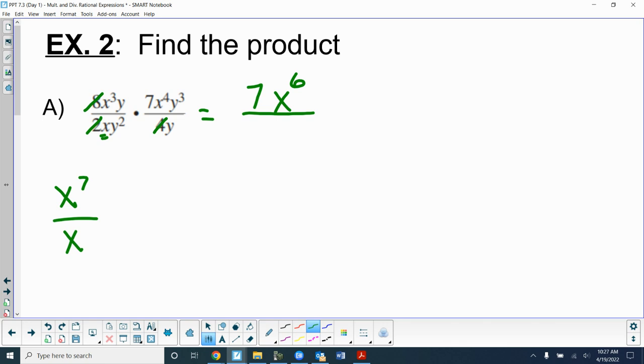Look at the y's. How many are up top? 4 y's up top. How many y's in the bottom? 3. So where's the y going to stay? Top. How many are going to stay up top? 1. Anything left in the bottom? No. I can put a 1 if you want, but if nothing's left, you can just leave it as 7x to the 6th y. So these are a little bit easier because you don't have to do any factoring. Does that make sense?